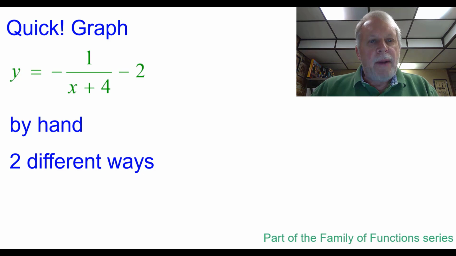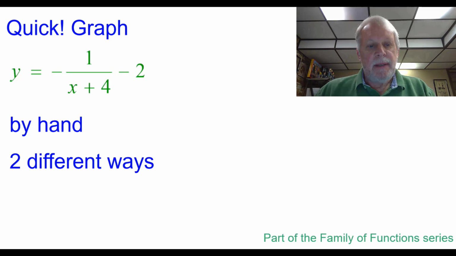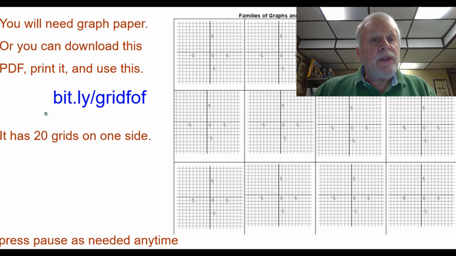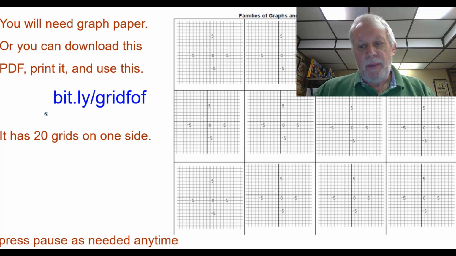Quick graph y equals the opposite of 1 over the quantity of x plus 4, minus 2, by hand, 2 different ways. This is part of the Family of Functions series. You will need graph paper, or you can download this PDF and print it. Press pause as needed anytime during this video.